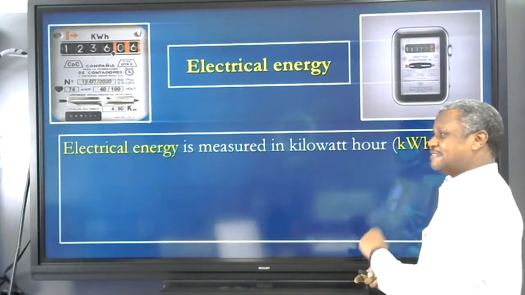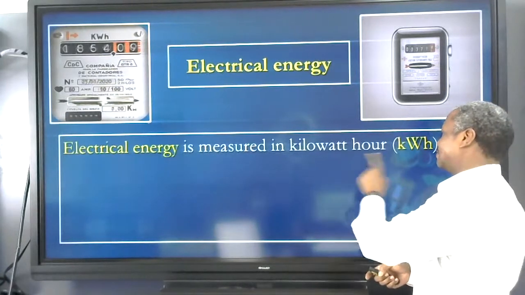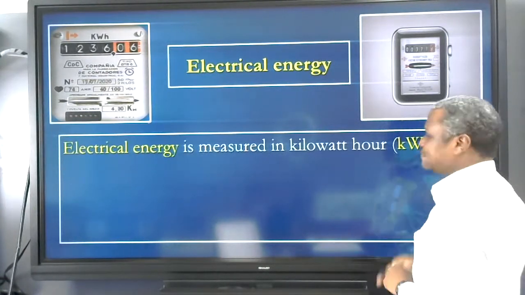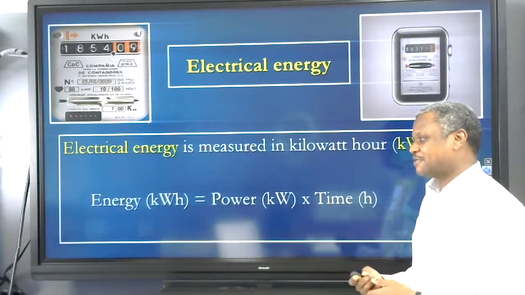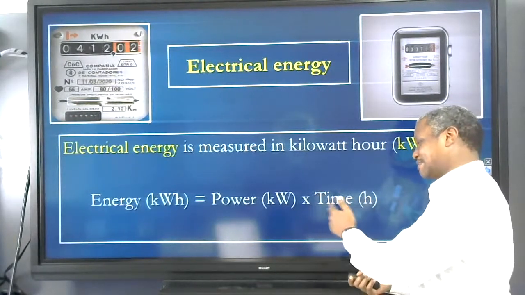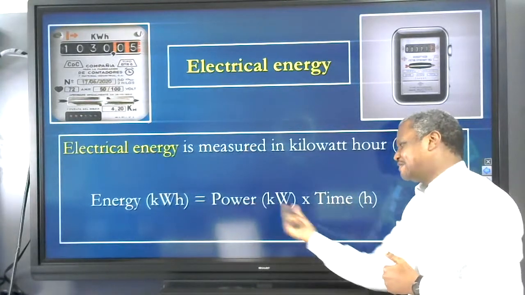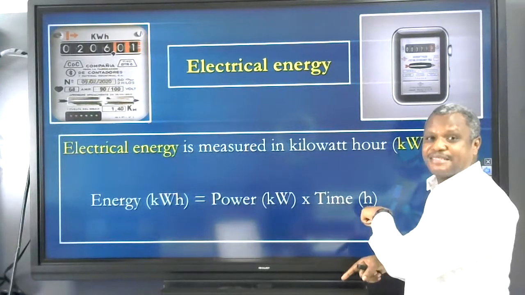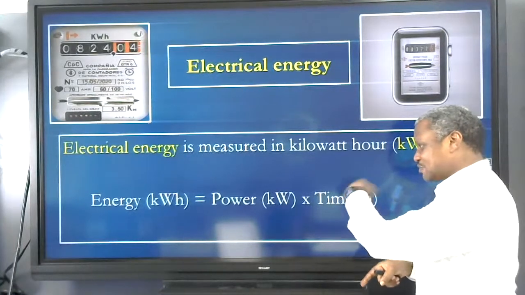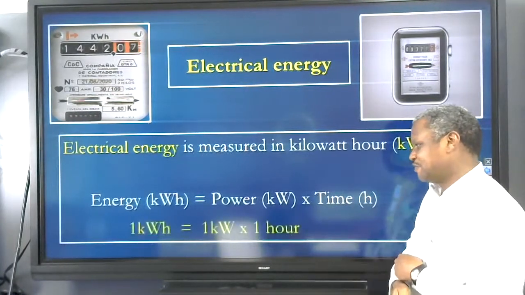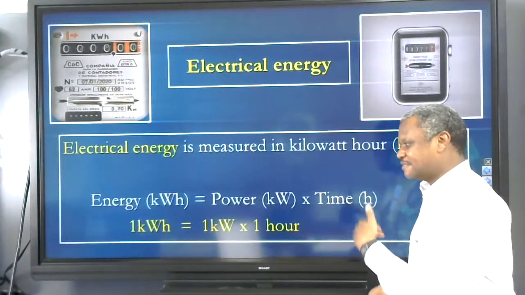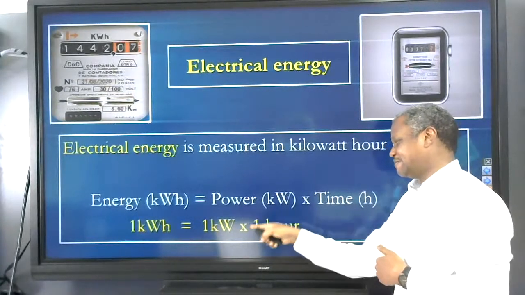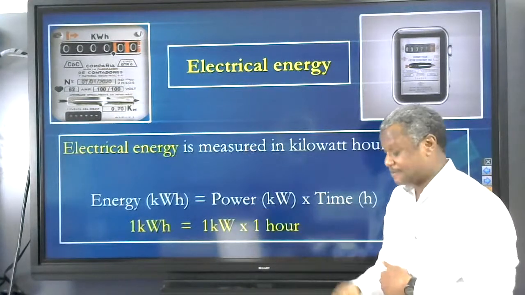Now, electrical energy is measured in kilowatt hour, or what we call kWh. Hour stands for the time. So energy in kilowatt hours is power in kilowatts multiplied by the time. The time should always be in hours. If you get a question with minutes, convert the minutes into hours. So 1 kilowatt hour is equal to 1 kilowatt multiplied by 1 hour.